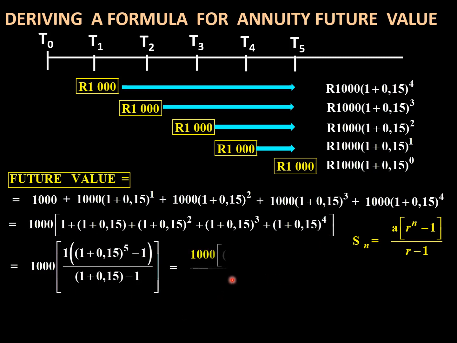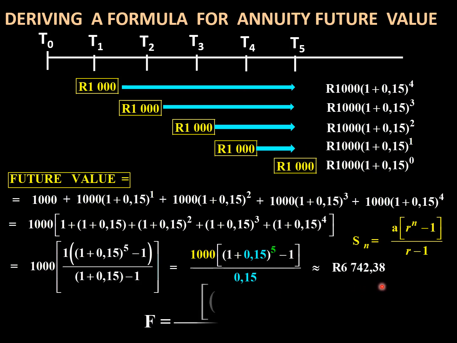Let's just try to generalize this. So we can just write it in color. There's the 1,000. I put my interest in that blue color there, 0.15. And you see 1 subtract 1, they just cancel. I'm just left with 0.15. Now we can generalize here, and we can calculate it. So its value would be 6,742 Rand and 38 cents.